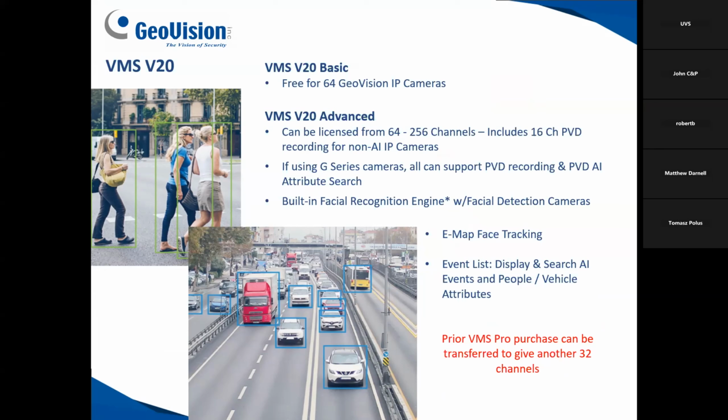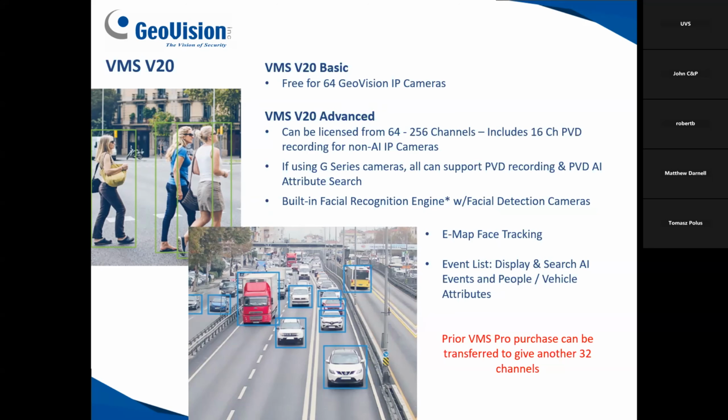But if you've been a GeoVision customer for years, you've known that we've had the VMS 17 software. We've also had a VMS 18 software version that is a paid option. We are going to be consolidating and moving towards the VMS V20 platform. There will be 2 options within the VMS V20 software, and these will pretty much replace the old VMS 17 and 18 options. So I want to first break down what you get with the VMS 20 Basic and then the VMS V20 Advanced.